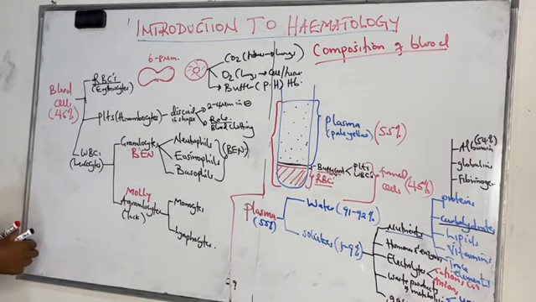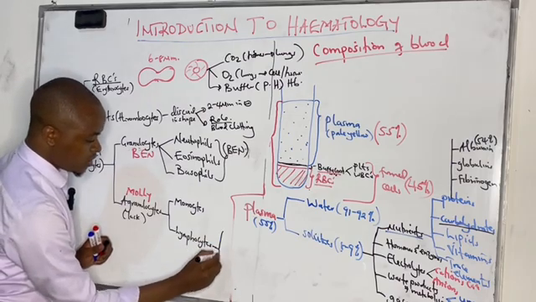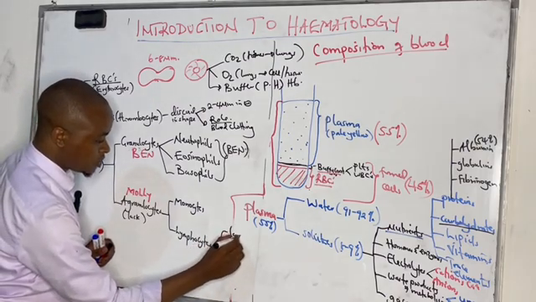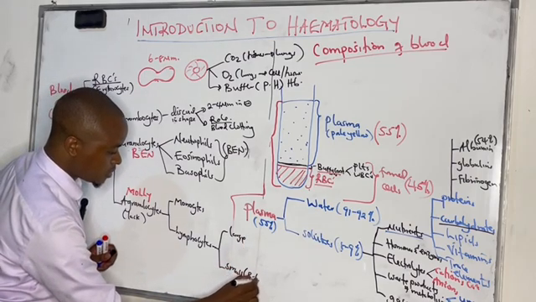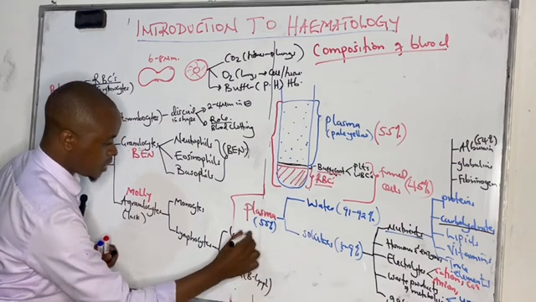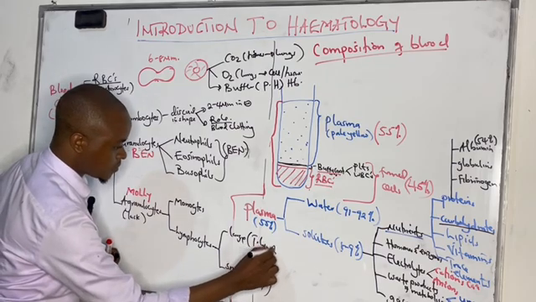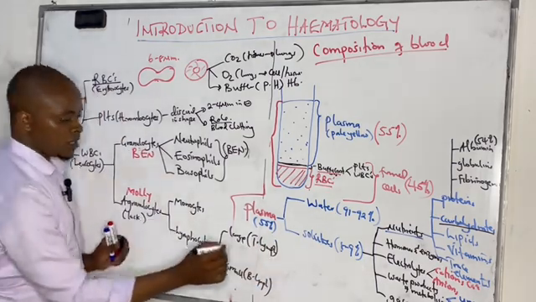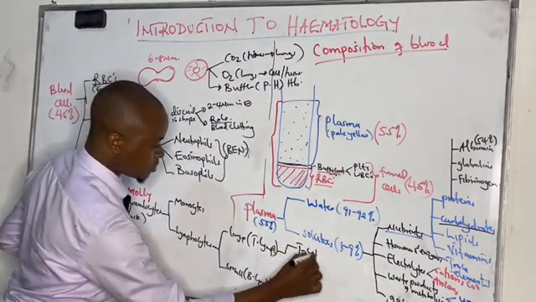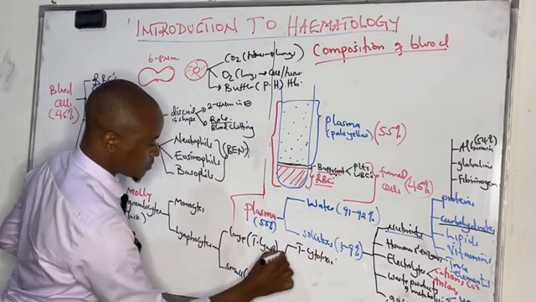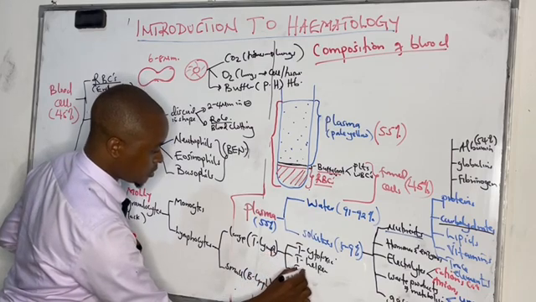Then we shall see that the lymphocytes divide into large and small, whereby the small are called the B lymphocytes, then the large are called the T lymphocytes. And we shall see that these T lymphocytes can divide into T cytotoxic, T helper, and T regulator.